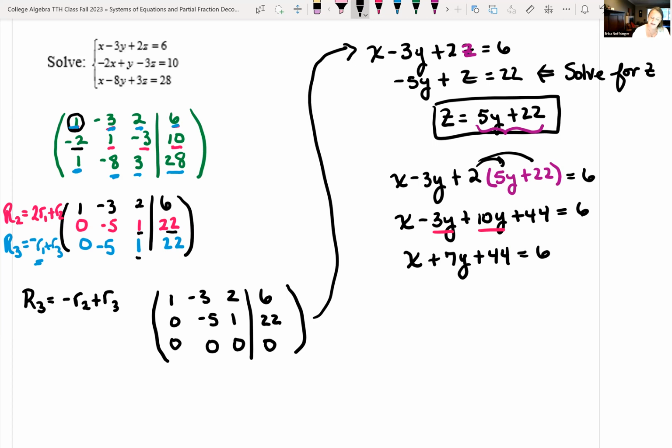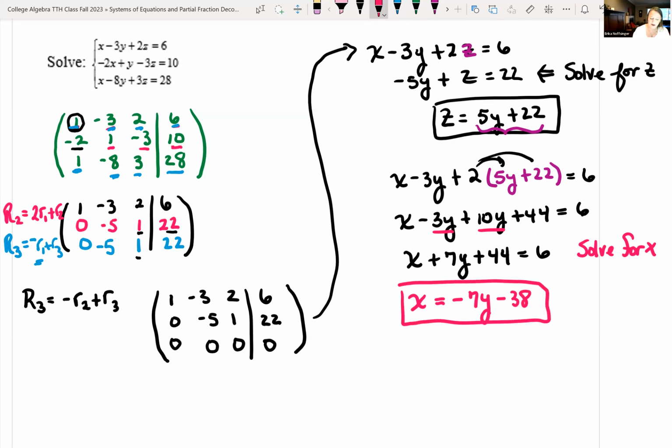And so now in this case, let's solve for x. Notice that z is in terms of y. I want to rewrite x in terms of y. So let's solve for x here. I want to get x by itself. I can do so by subtracting 7y on both sides. So x is equal to -7y, and subtracting 44 on both sides. So 6 minus 44 is -38. So I get x is equal to -7y minus 38.